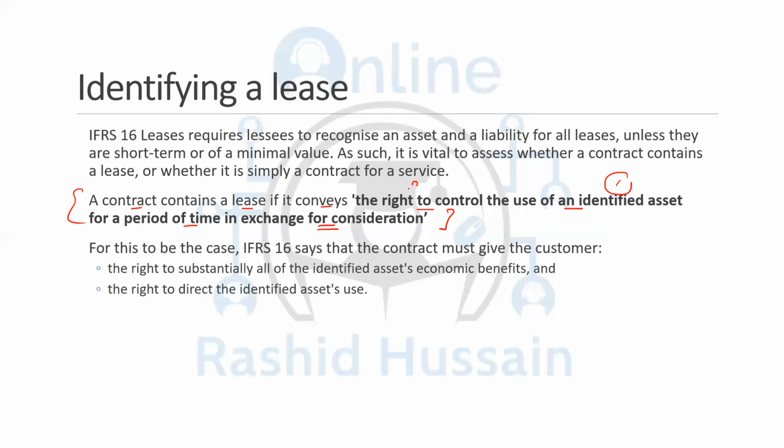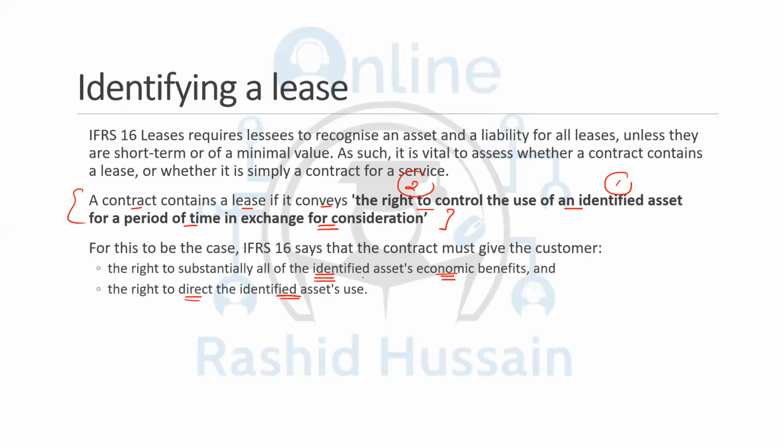The second element is the right to control, meaning it is the lessee who decides how they will use the asset. That simply means the right to direct the identified asset's use. The lessee will decide how to use it and when to use it, and there should be no involvement of the lessor in that. And all the economic benefits pertaining to the lease period should belong to the lessee. If there is any involvement in the economic benefits produced by the asset within the lease period, then this is not a lease contract.